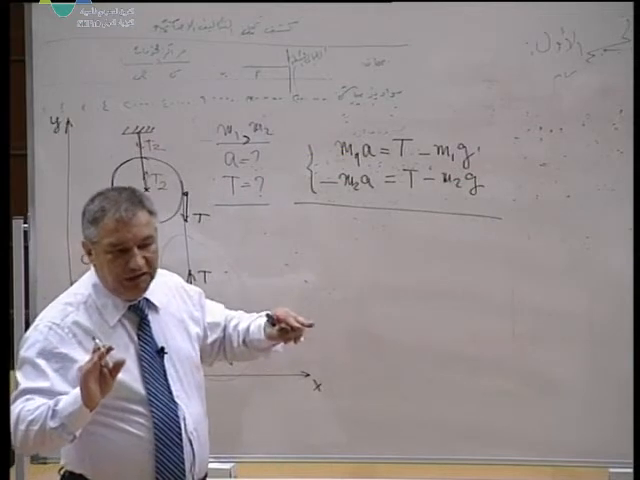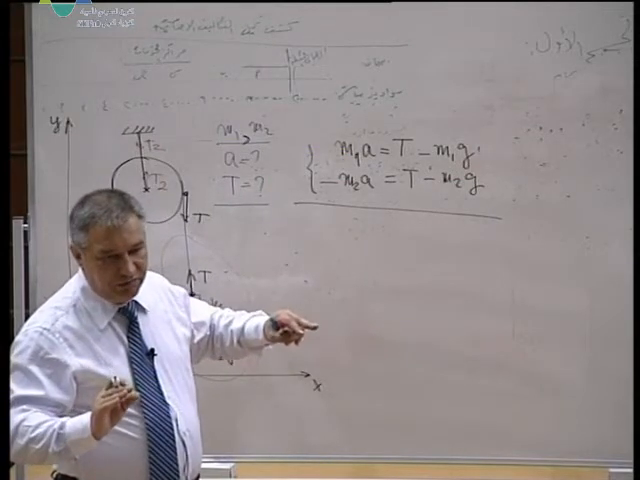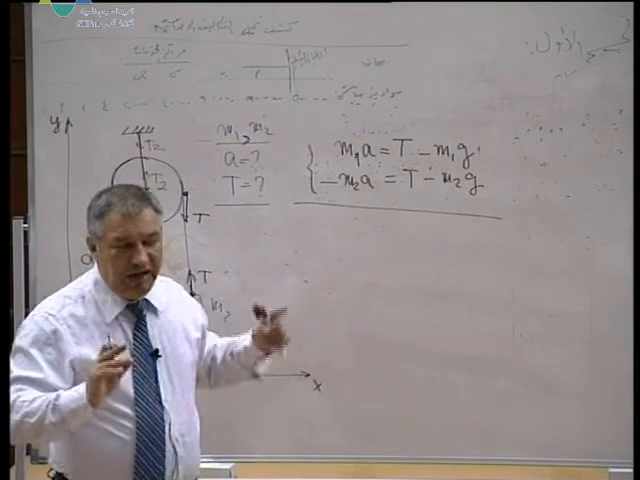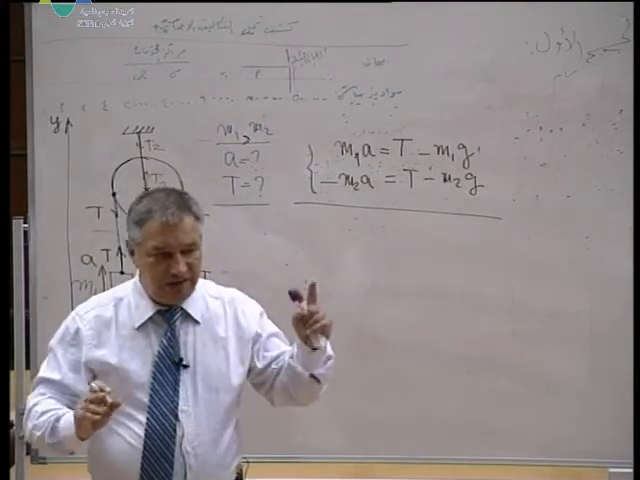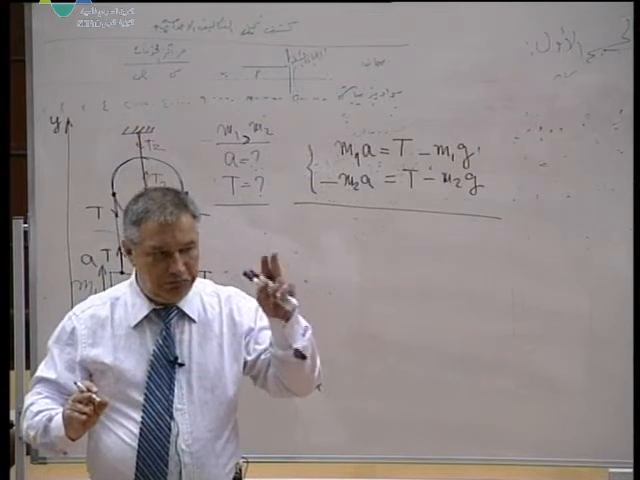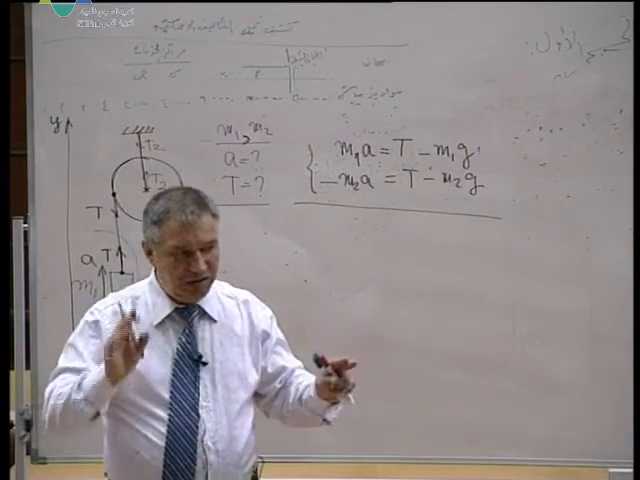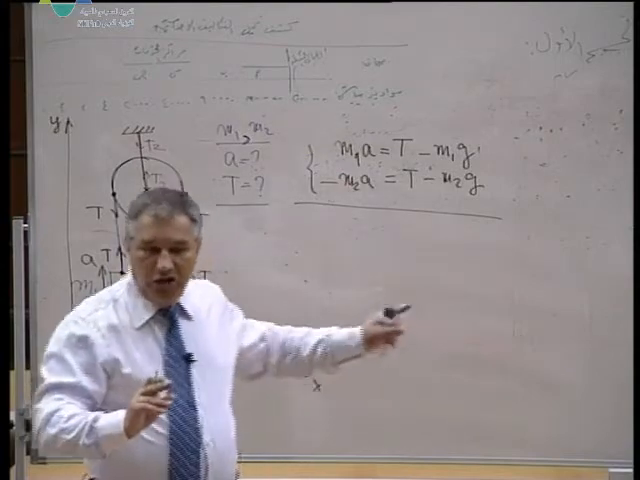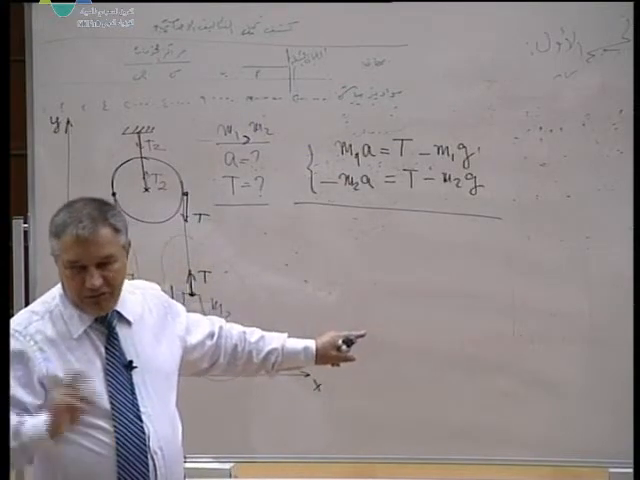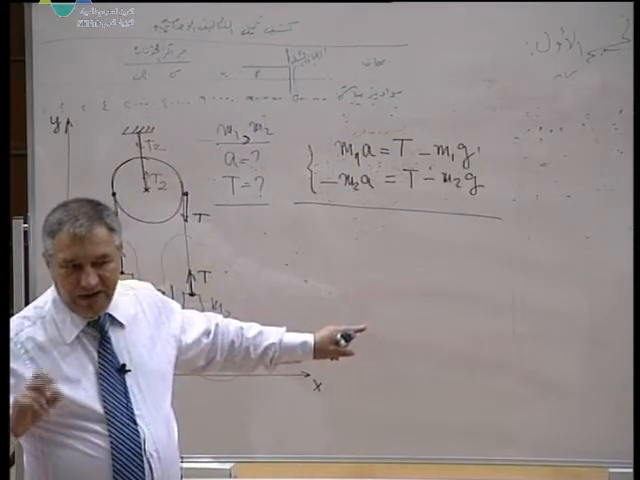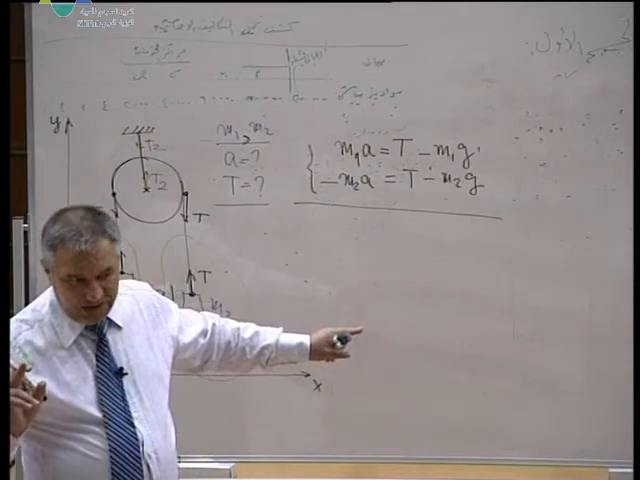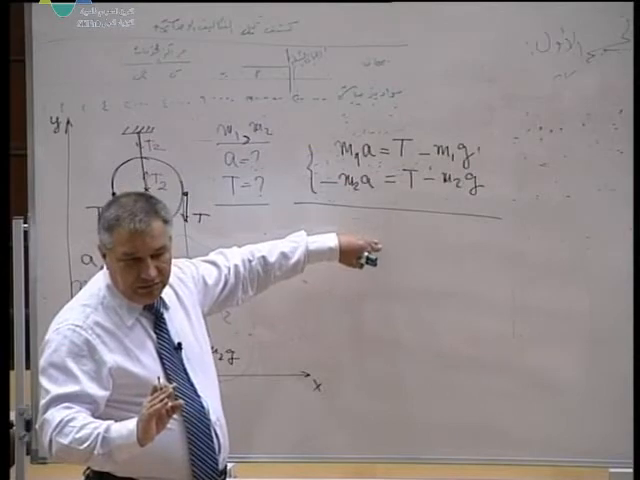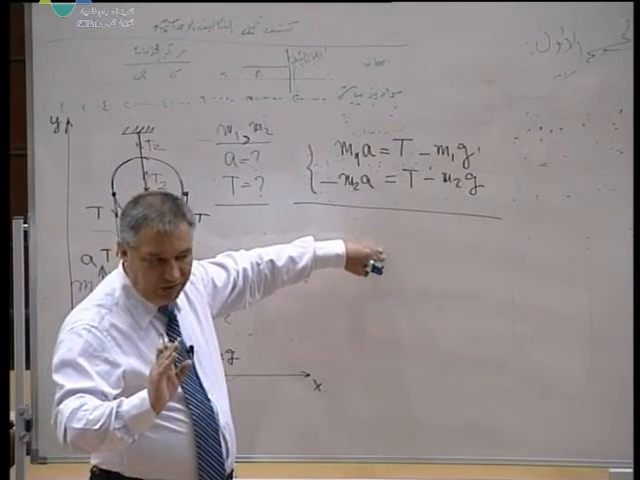Yes. This is the moment when I number the equations, equation 1 and 2, and I count the unknowns, acceleration and tension. Two unknowns, two equations, can be solved. Okay? Only for this model I solve. For the other models 2 and 3, I don't solve. This is the idea for the first model.